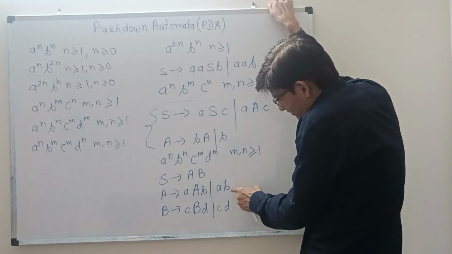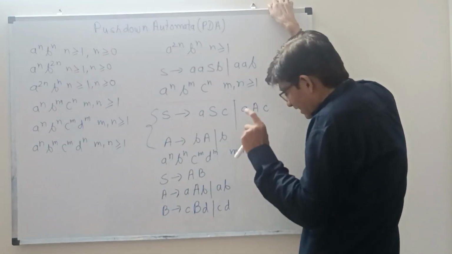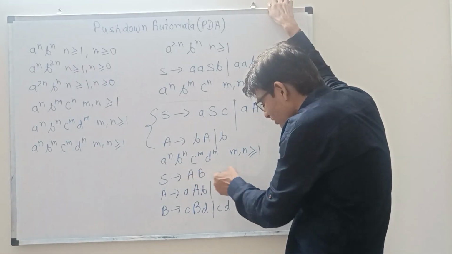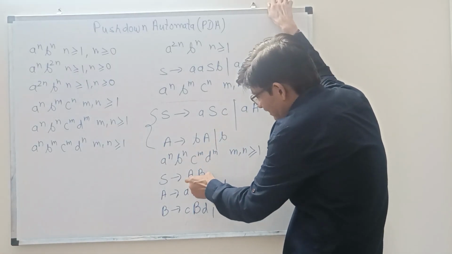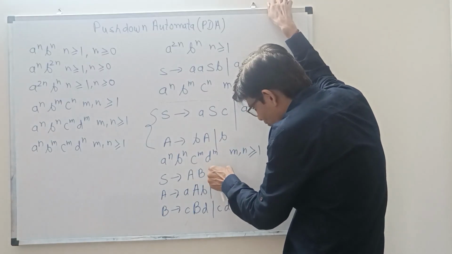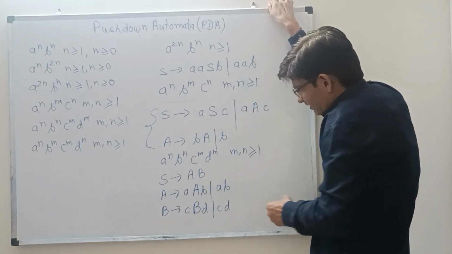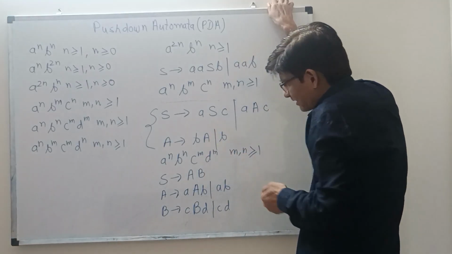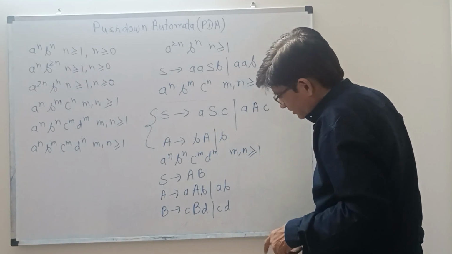Both these productions will be converted into epsilon, and if both are 0, then this will also be 0. So you can also include one more production here, epsilon, but if you are converting these two productions into epsilon, then it will be correct.